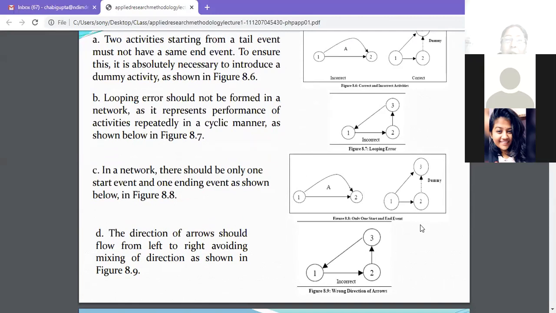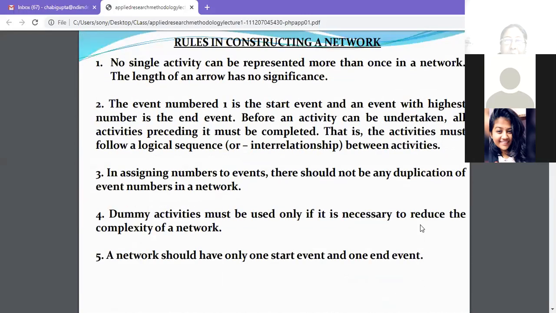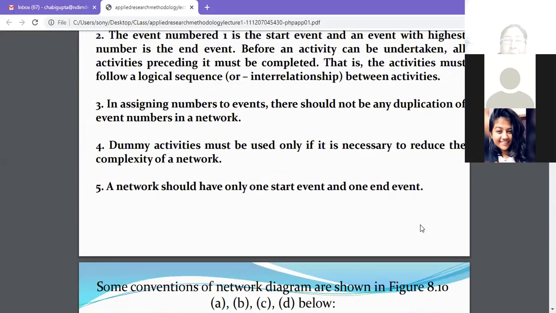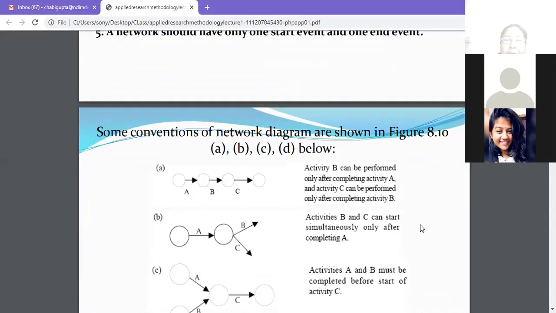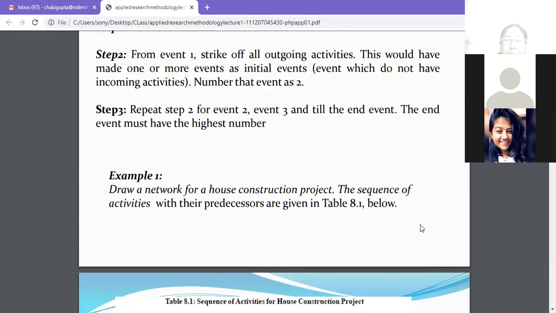More or less all the arrows move from left to right. You cannot have the same start and end event for two activities. So you have to remember this. The length of an arrow does not have any significance. Let's draw a diagram. Let's come to a question.